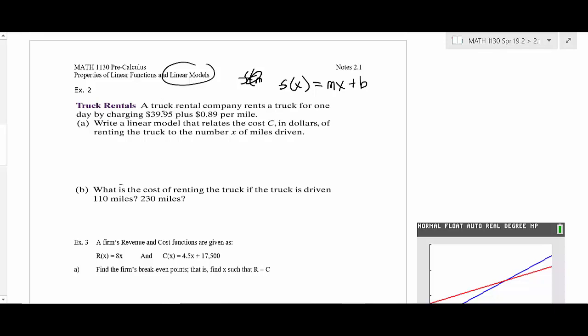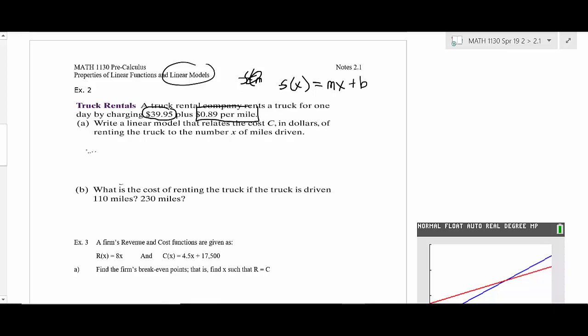So what this says is, when you rent a truck, it's $39.95, and then it is 0.89 per mile. Okay, what that 39.95 is, no matter how far you drive the truck, you're charged 39.95. So that's going to be like a y-intercept. That's where your graph's going to start. And then the 0.89 is going to be a slope.